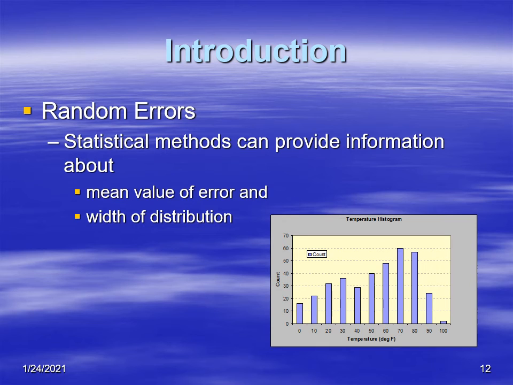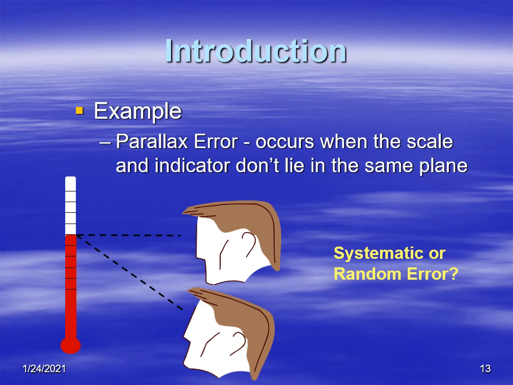So statistical methods are used to figure out the error, and this is why when we make lots of measurements, typically we measure the average or the mean. From that we can estimate the distribution and the error. Some examples of random errors: parallax. Parallax occurs when the scale and the indicator don't lay in the same plane. You're looking at the measurement from an angle.